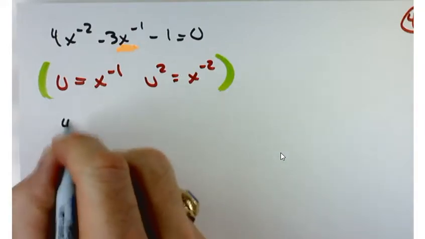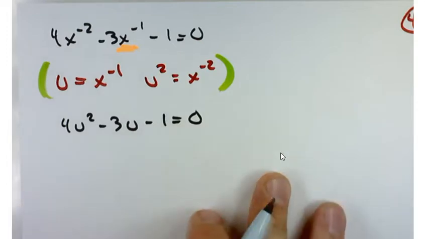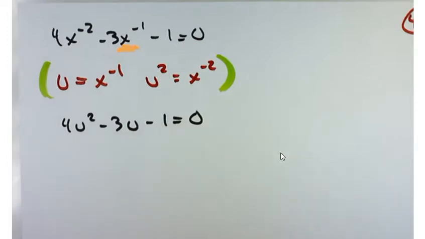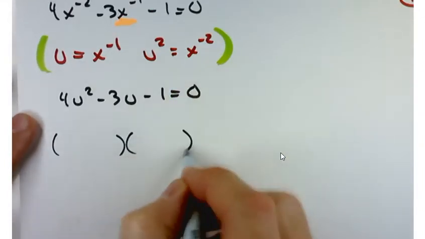So that becomes 4u squared minus 3u minus 1 equals 0. We've got another quadratic equation. So your choices are kind of the same. You could factor, or you could use the quadratic formula. On this one, let me kind of guide us towards factoring.